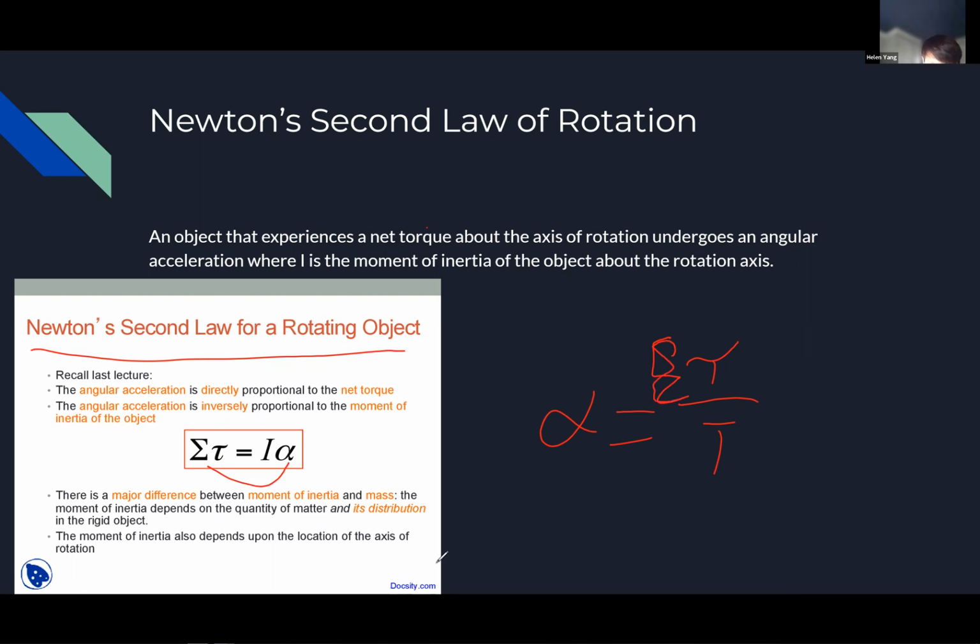And there's a difference between moment of inertia and mass. The moment of inertia depends on the quantity of matter and its distribution in the rigid object. The moment of inertia also depends upon the location of the axis of rotation. So just remember this formula because it's important when solving questions.